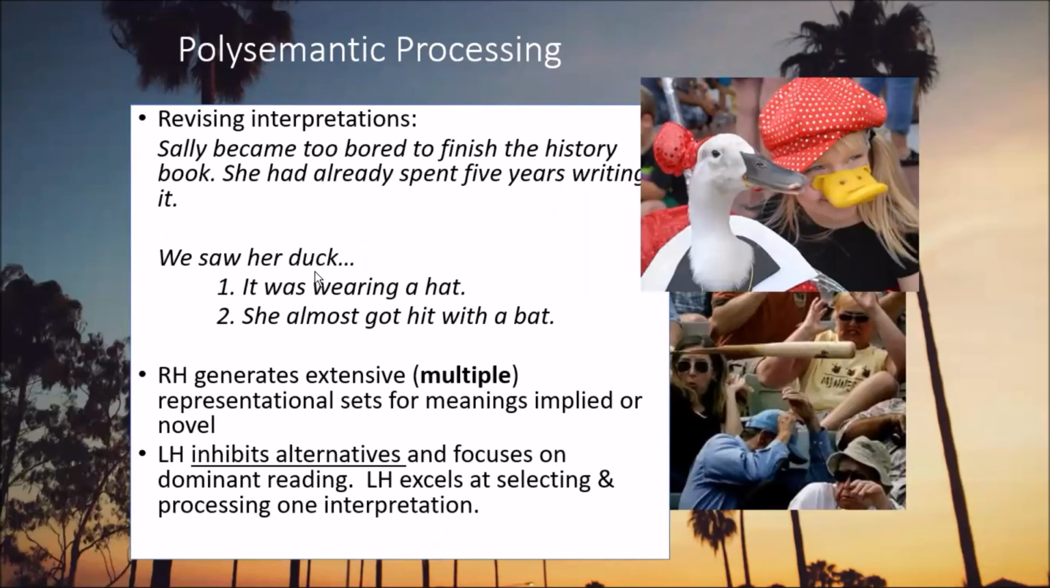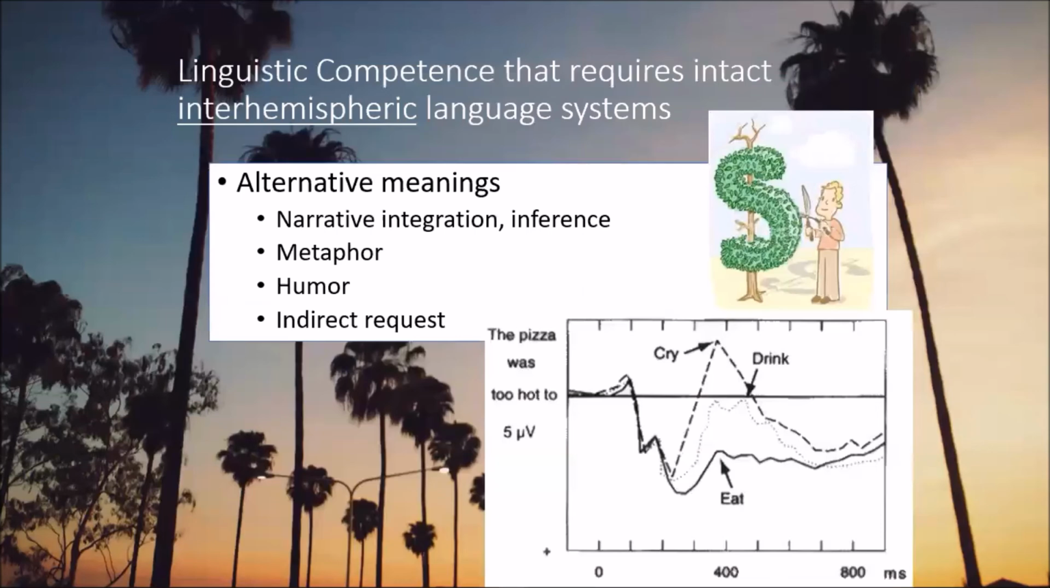We saw her duck. What's that mean? One of these. Which one does it mean? Well, the right hemisphere brings up both of those. It was wearing a hat. She almost got hit with a bat. So the right hemisphere generates extensive representational sets, and the left inhibits. It finds a dominant one for what it's reading, often the most dominant meaning, but it's typically contextual. So we'll find that it will collapse within 40 milliseconds. They've done studies on how quickly it will collapse. 40 milliseconds, the left has one meaning.